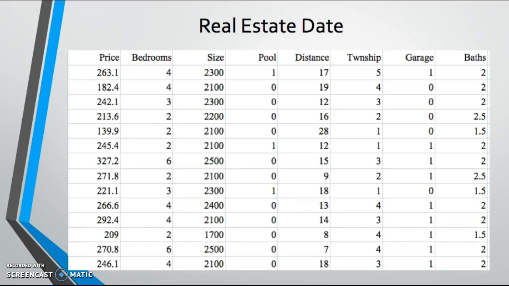This is my real estate data. I'm going to use this real estate data to demonstrate how to figure out classical probability and joint probability using categories out of this real estate data. If you look at this real estate data, you see that we have 8 categories total: price, bedrooms, size, pools, distance, township, garages, and bathrooms.